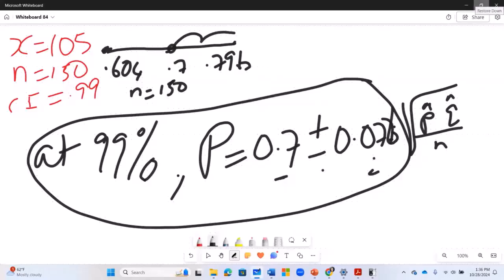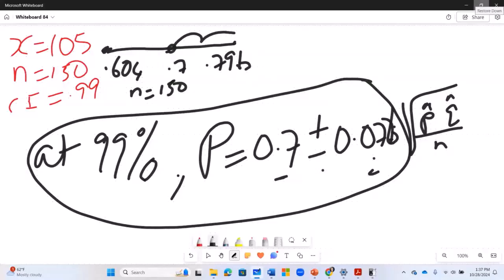Plus or minus the margin of error. Okay, so we have talked about calculation of confidence interval using sample proportion and population parameters, provided the conditions for converting from binomial to normal are satisfied. And we already know the conditions.